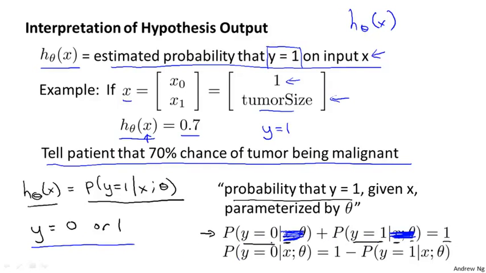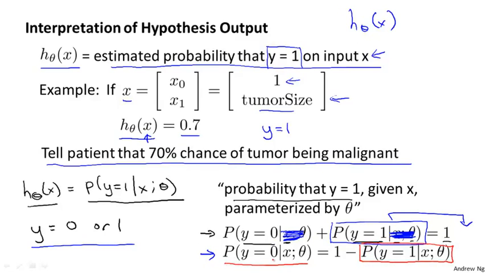And so the chance of y being equal to 0 plus the chance that y is 1, those two must add up to 1. And so if you just take this term and move it to the right-hand side, then you end up with this equation. It says the probability of y equals 0 is 1 minus the probability of y equals 1. And thus, if h of x gives us that term, you can therefore quite simply compute the estimated probability that y is equal to 0 as well.